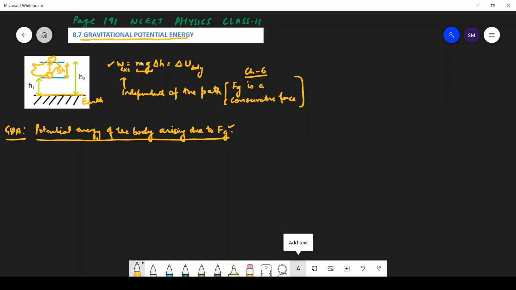That is why I have taken this mg as common, because work done is equal to final potential energy mg h2 minus initial potential energy mg h1. So mg is the same at both the places. So mg is taken common, and h2 minus h1 is delta h.